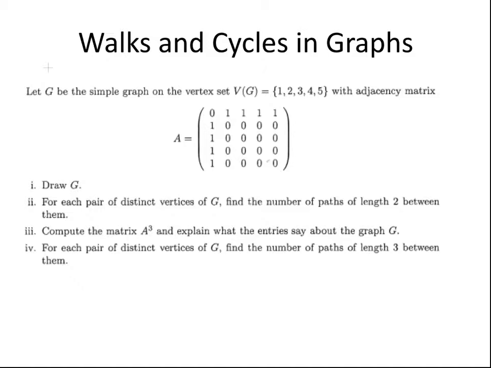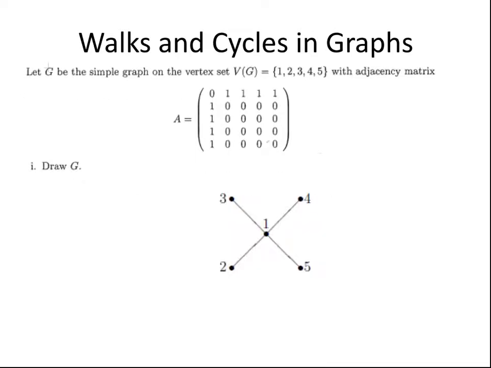What we're asked to do is draw G, and then for each pair of distinct vertices of G, find the number of paths of length 2 between them. Then we are asked to compute the matrix A to the power of 3 and explain what the entries of A to the power of 3 say about graph G. And then finally, for each pair of distinct vertices of G, find the number of paths of length 3 between them. So let's go at that.